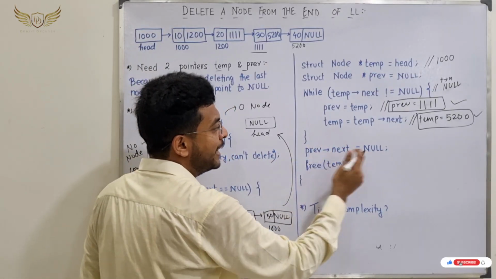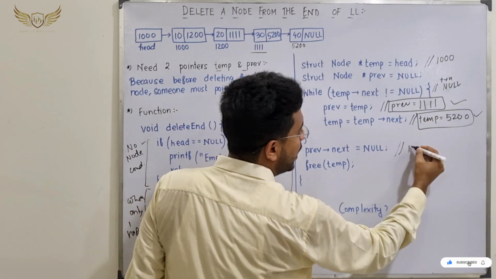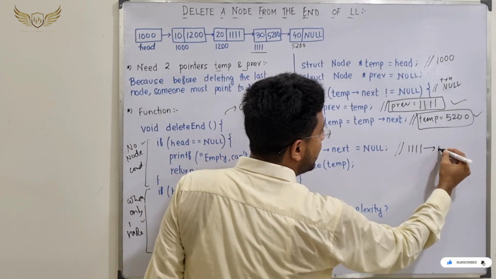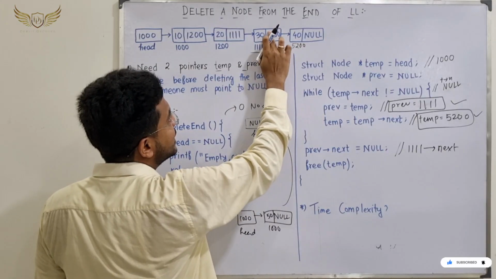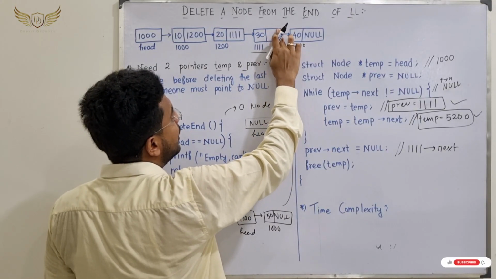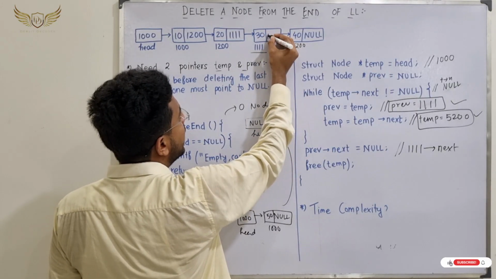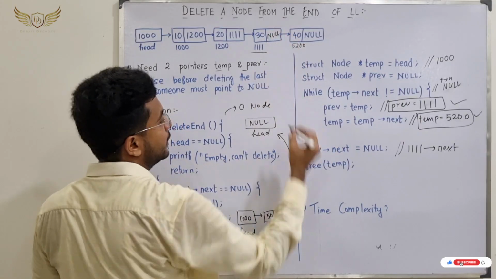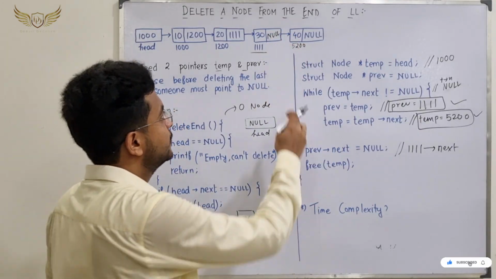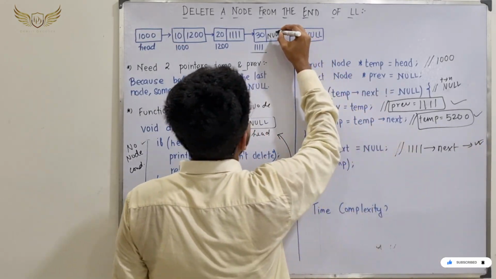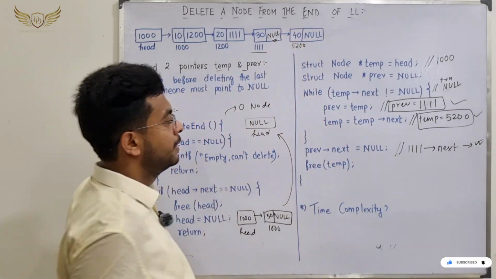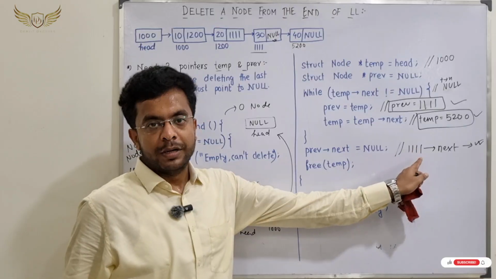So what is it doing? What is prev? Prev is nothing but 1111. So go to that 1111 and in the next part, that is 1111's next part, this one, modify this value, change the value and give it null. Give it null, right? So that's how it is happening. After this line, this is what the change is. I hope you have got it, right?